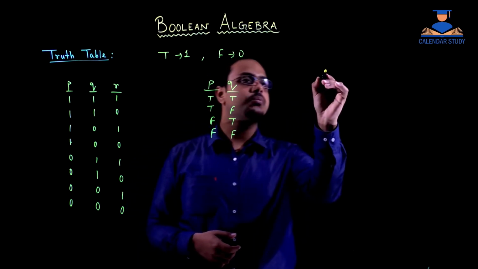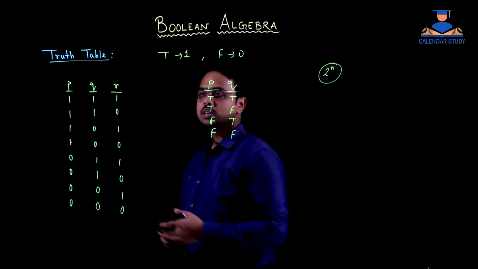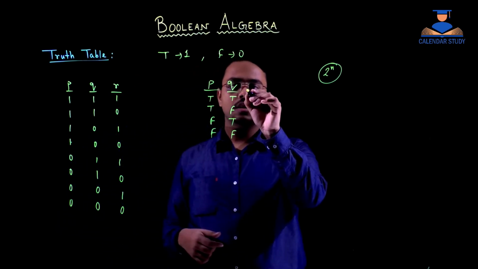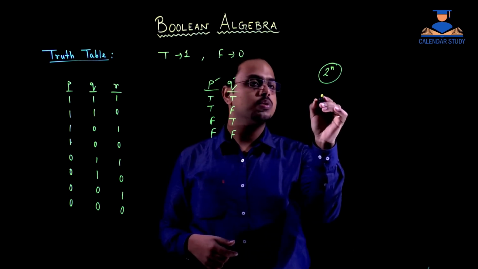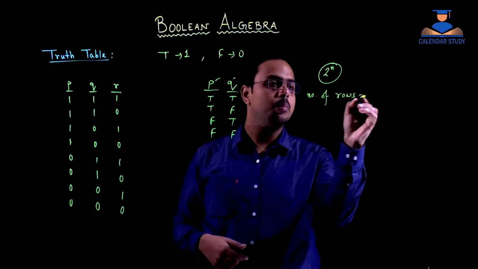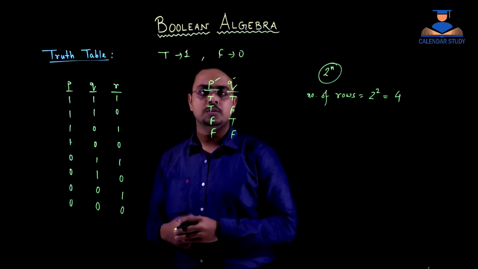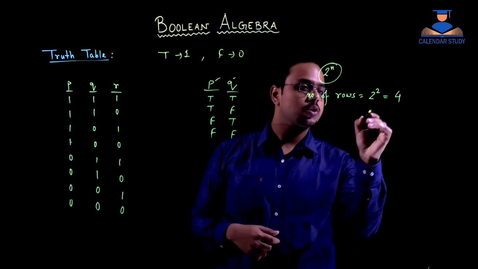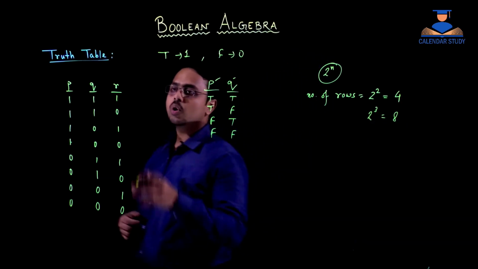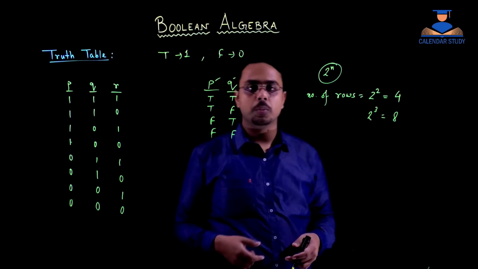In that case, we use the formula 2 to the power n to find the number of rows of the truth table. As you can see here, there are 2 statements P and Q. So the number of rows will be 2 to the power 2, that is 2 squared or 4. So here are 4 rows. Here are 3 statements, so the number of rows is 2 cubed, that is 8. In this way we can find out the number of rows present in a truth table.